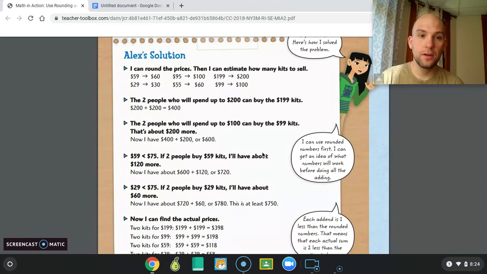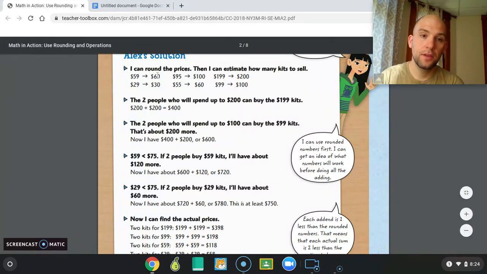So I can round the prices, then I can estimate how many kits to sell. So first we're going to round to make the numbers easier to add together. So $59 rounds to $60, $95 rounds to $100, $199 rounds to $200, $29 rounds to $30, $55 rounds to $60, and $99 rounds to $100.